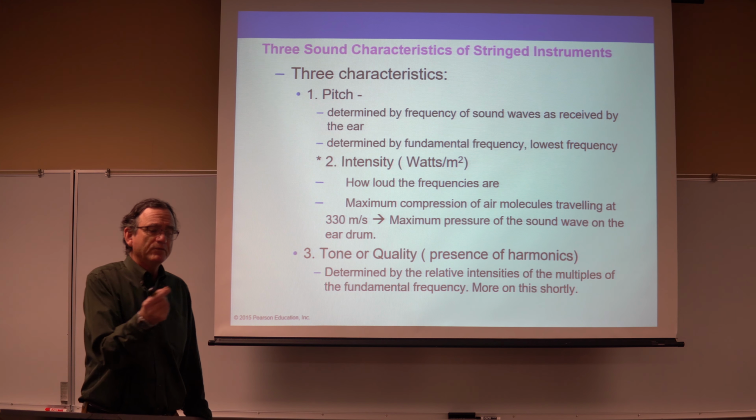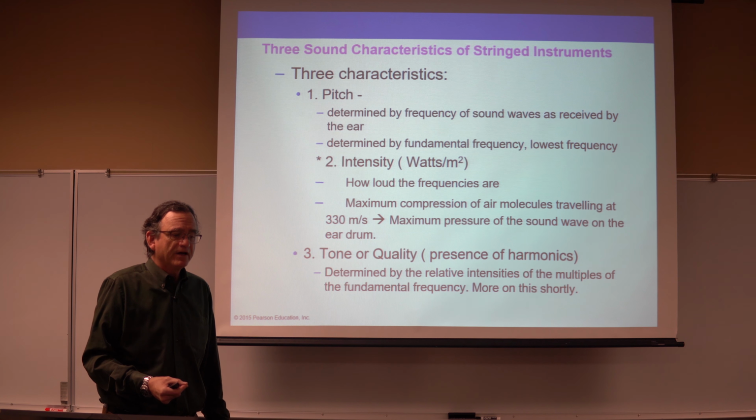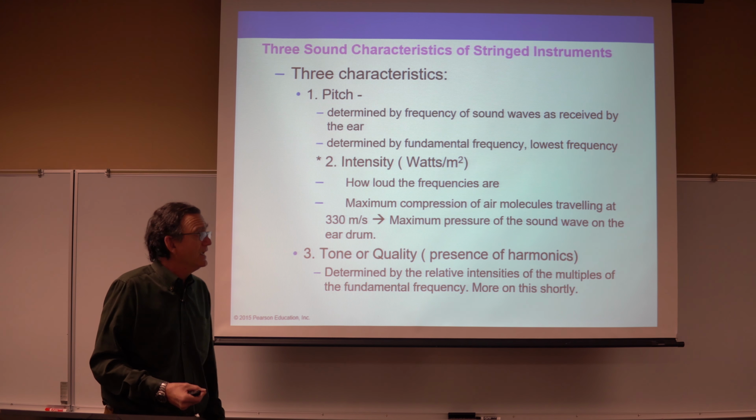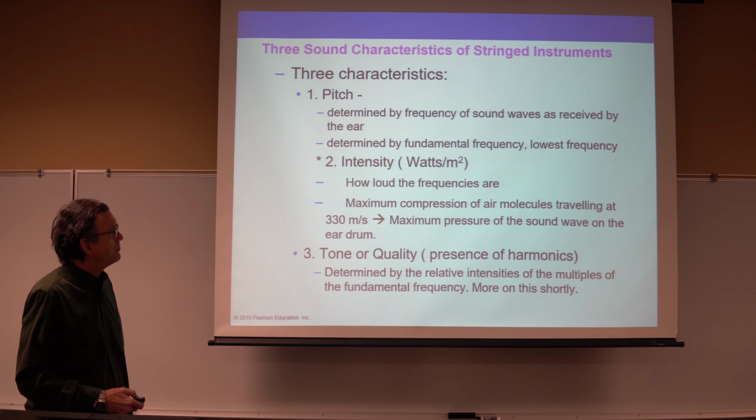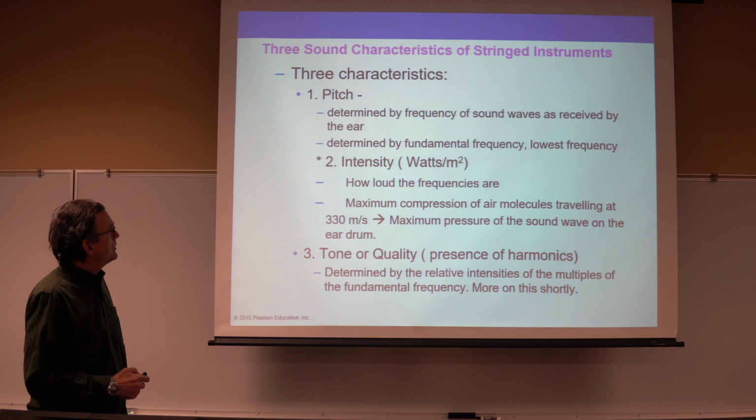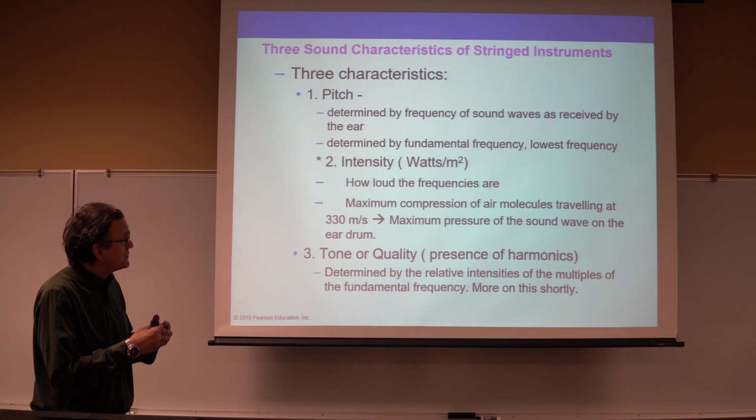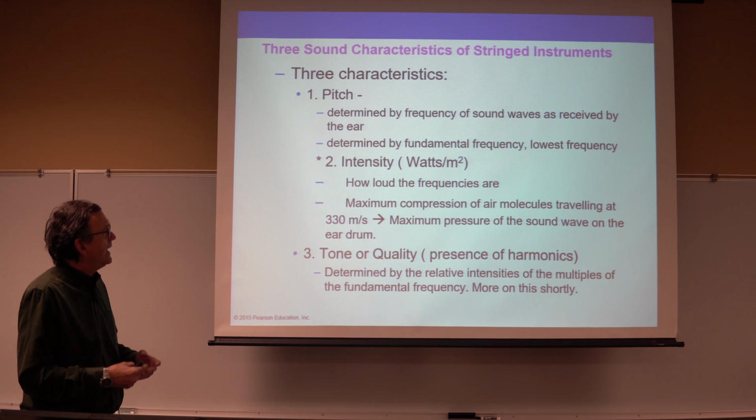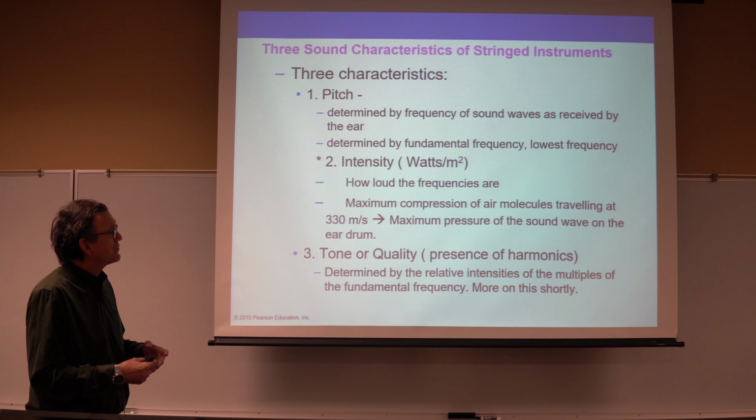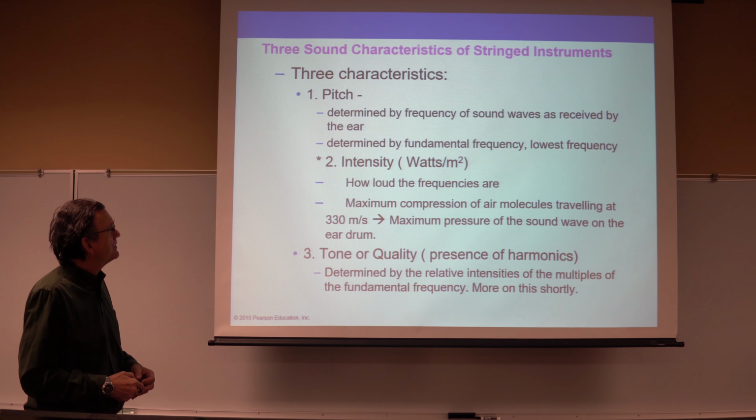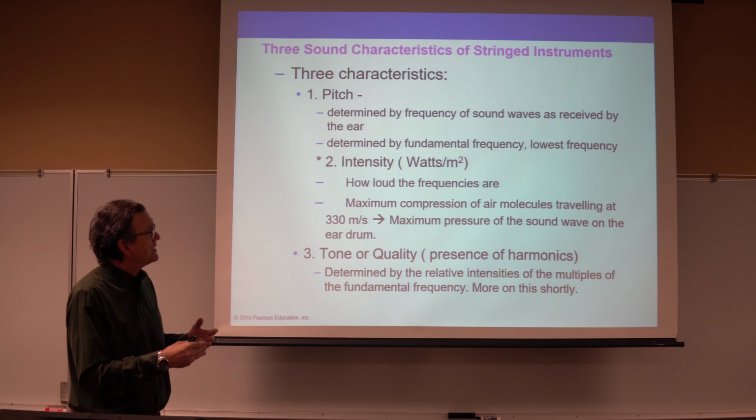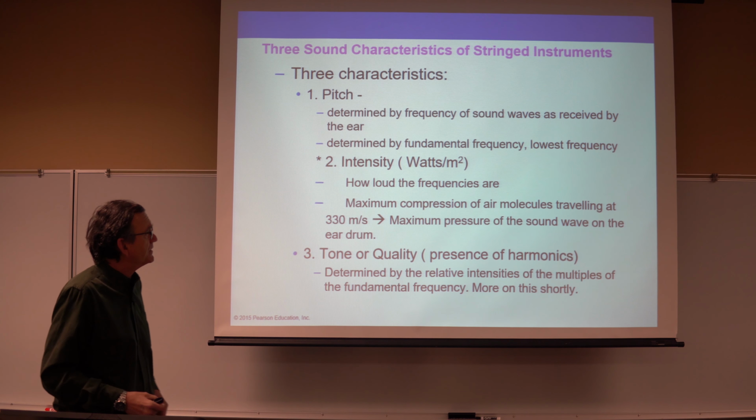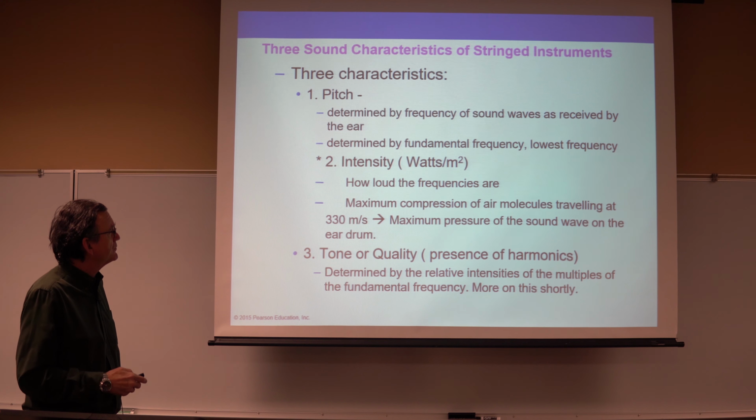But that may in fact and will in fact be different than the lowest frequency that occurs on an oboe or a cello, for example. We're going to talk a little bit about how the fundamental frequency of a stringed instrument or a wind instrument is the minimum frequency that the instrument will produce. And every other frequency that it produces will be a multiple of that frequency. And we'll talk a little bit about that later, too.